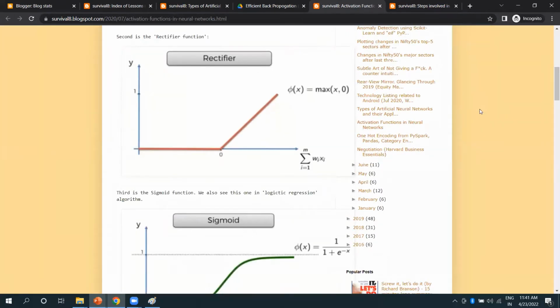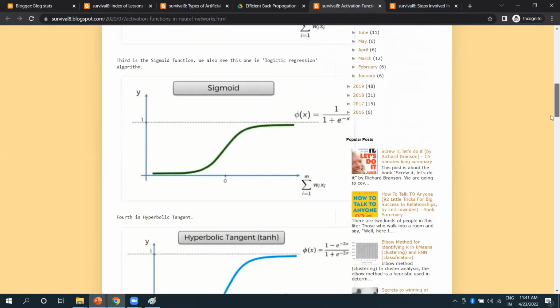Then there is the rectifier function, which is ReLU, also called the ReLU function. It is 0 before x is equal to 0, and then it is equal to the value of whatever is being passed to it. So this is not differentiable again because of this sharp point over here. This is not differentiable at x equal to 0. Before and after it is differentiable.